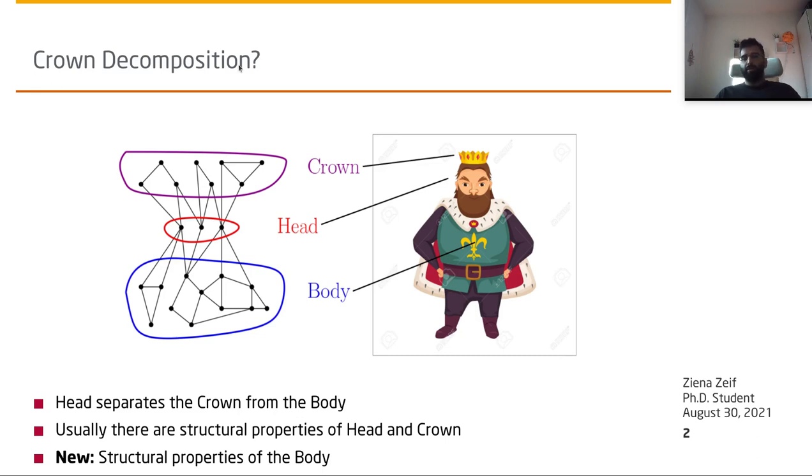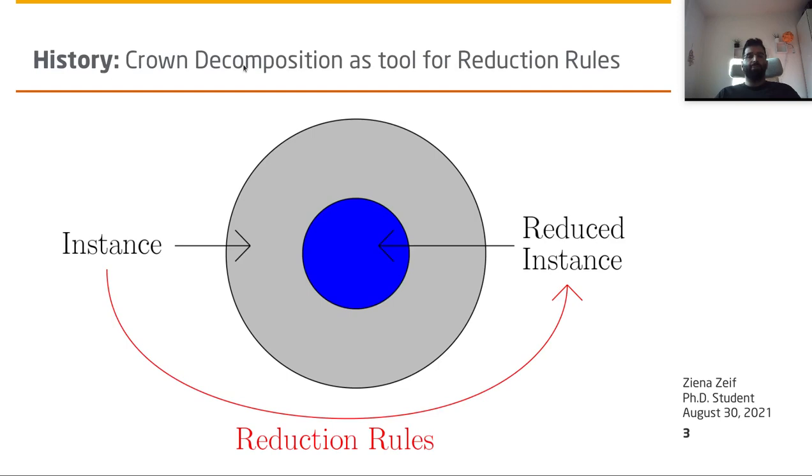Next we go through the history of crown decompositions, where we finally end up at the balanced crown decomposition. First, let us think of crown decomposition as a tool for reduction rules. What is a reduction rule? Suppose you have an instance of an optimization problem and you know some reduction rules for it. Afterward, you are allowed to consider a reduced instance without influencing your optimization problem.